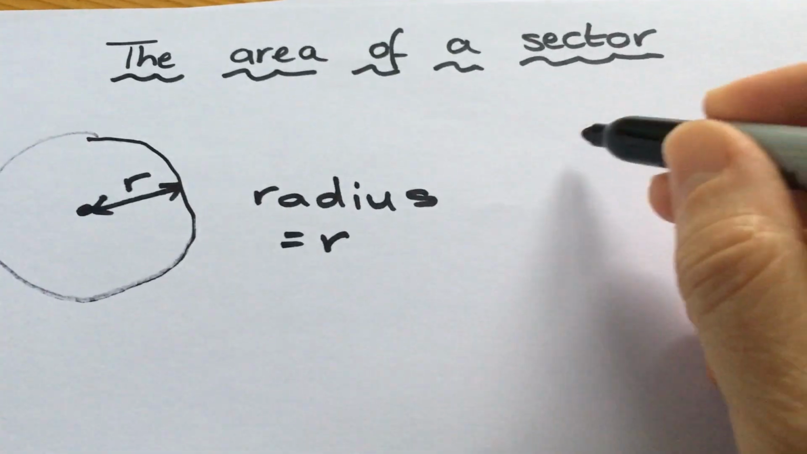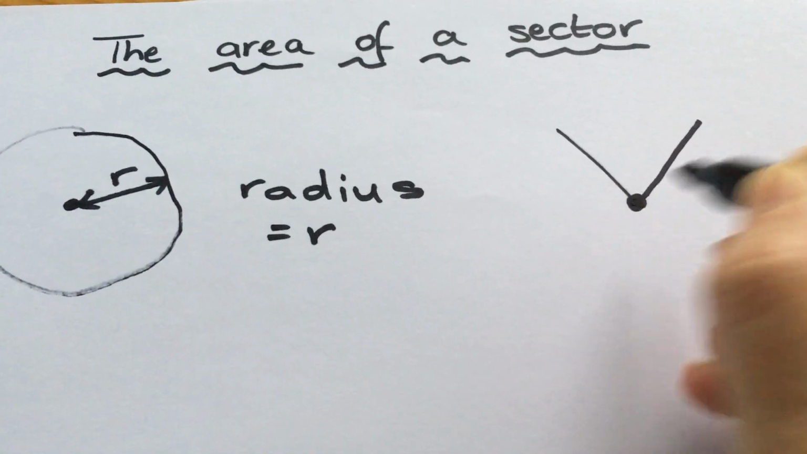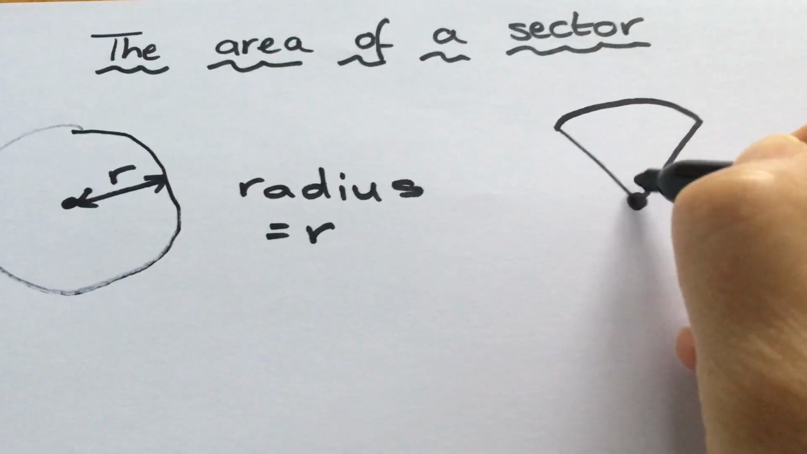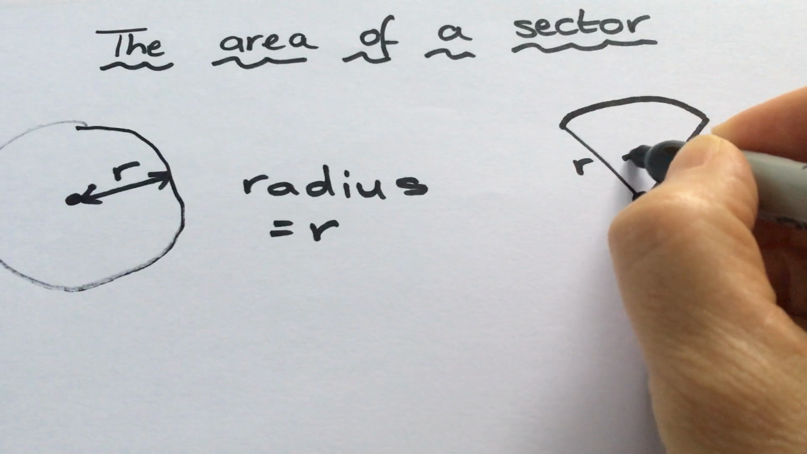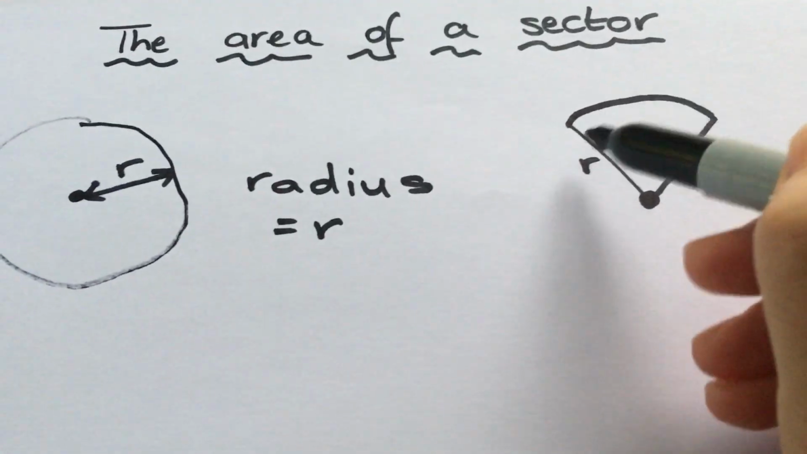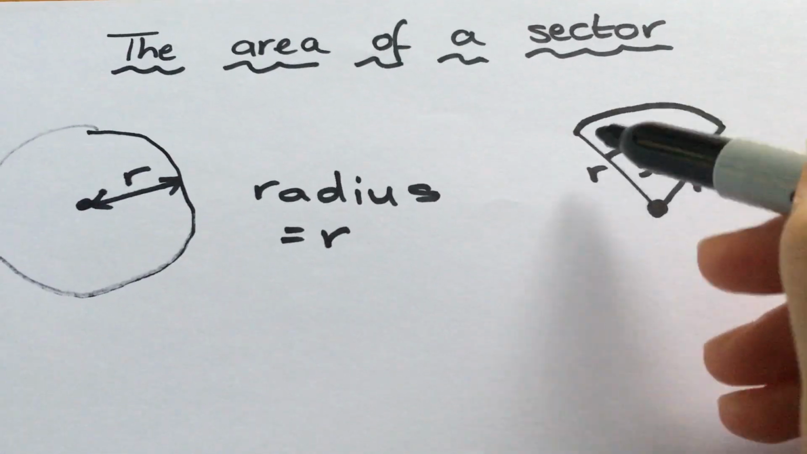A sector is a part of the circle, so it comes out from the centre with two radiuses either side, and you will usually know that angle there. And we are trying today to find the area of that sector.